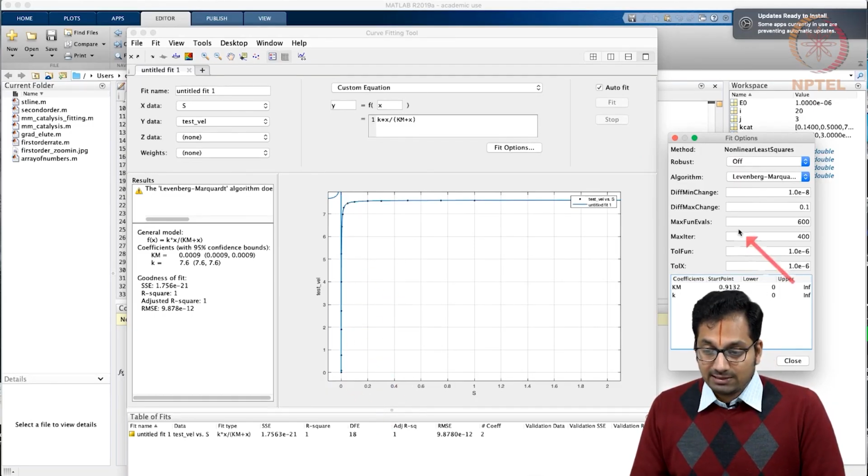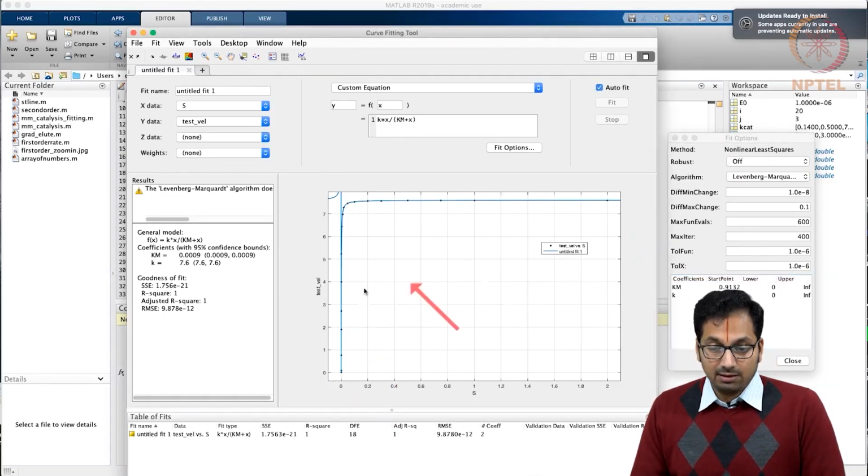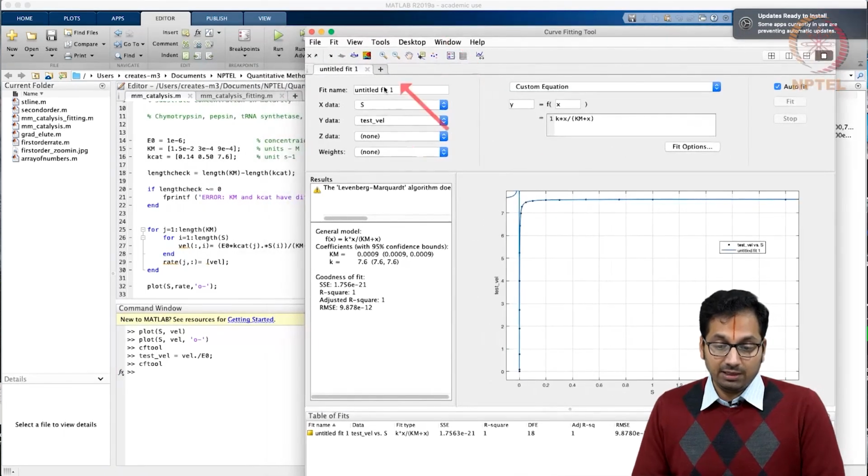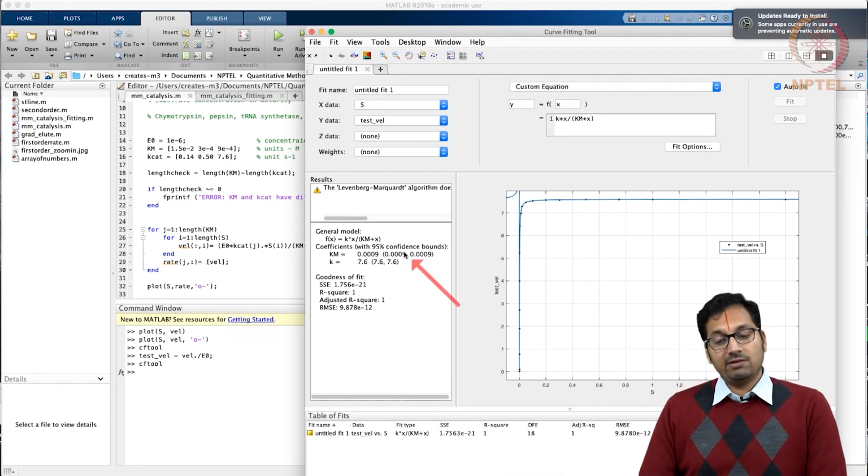And what you are able to nicely see here is that the fitting that is in the blue curve is nicely passing through every data point. And since this is the third simulation that was done for tRNA synthetase, you are able to realize that the Km that was used, which is 9e minus 4, that is 9 times 10 to the power minus 4, is exactly what it fits out. You are able to see that the fit is 0.0009, and the value of Kcat, which is given as K here, is nicely coming as 7.6.